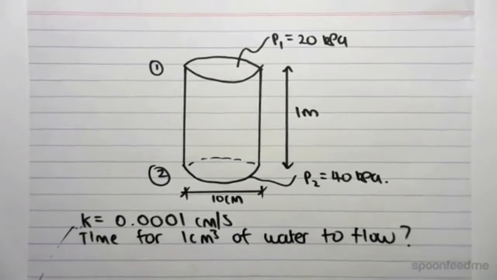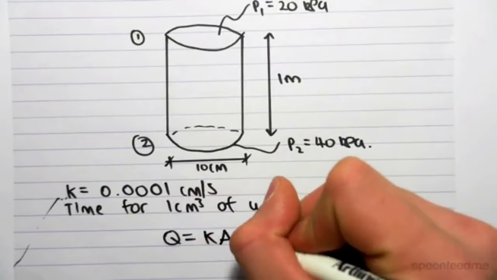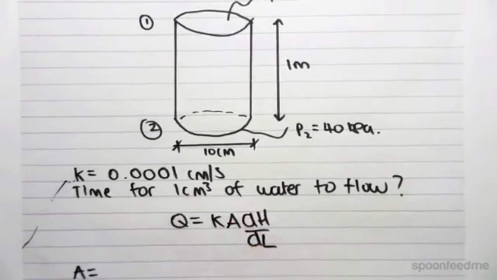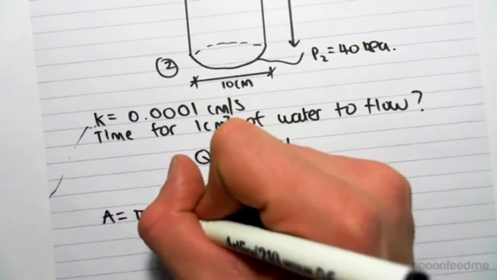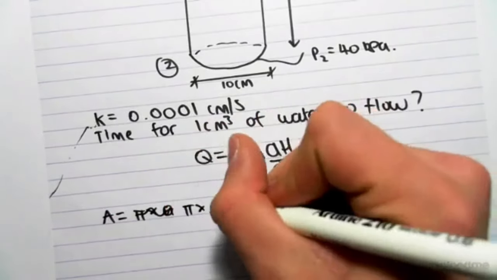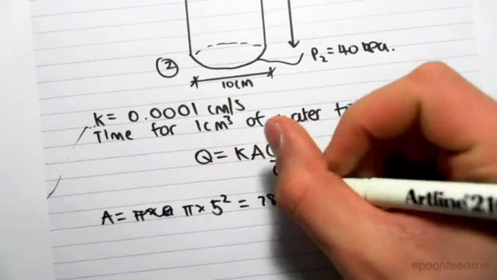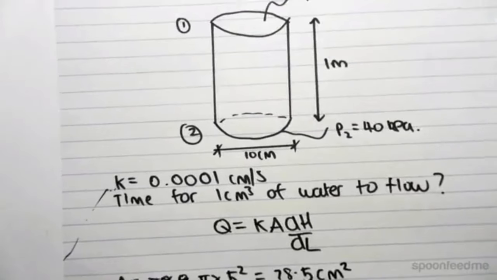So, once again, we know that Q equals KA dH on dL. Okay, so we're going to go find this flow rate Q. So we know K, it's been given. We know A, we can find A easily. A is just the area, so it's going to be pi R squared, which is pi by 5 squared. Okay, so pi by 5 squared, we get 78.5 centimeters squared.